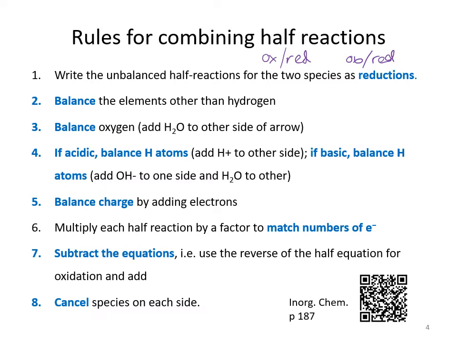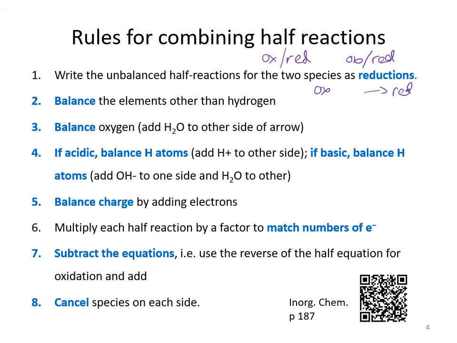So that's the summary of the process, but nevertheless we can go through this, and I'll go through an example on the next slide so this will make more sense. The first thing we do is we write out the unbalanced half reactions for the two species as reduction. So you're going to write out ox goes to red. Then any elements, so this would typically be the elements that are actually part of the oxidized and reduced species.